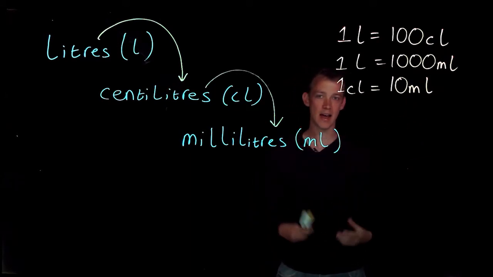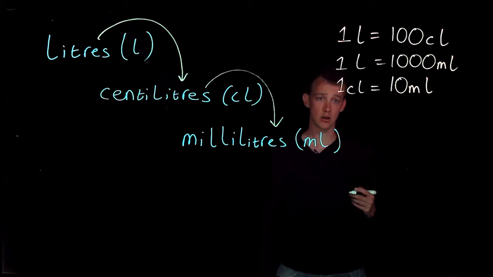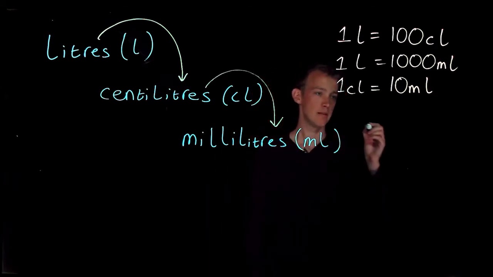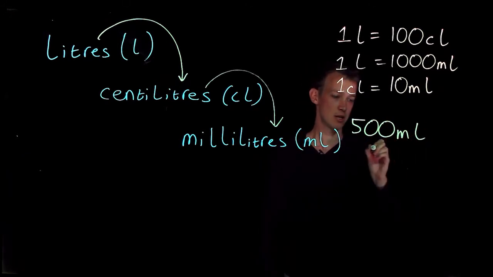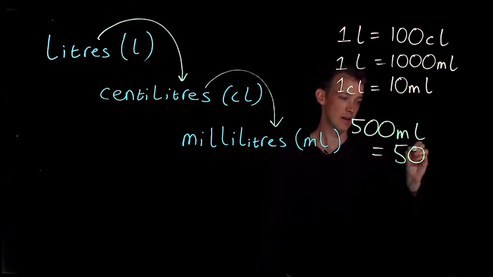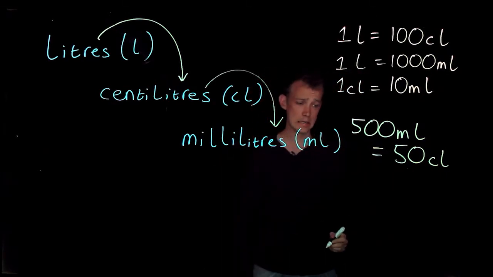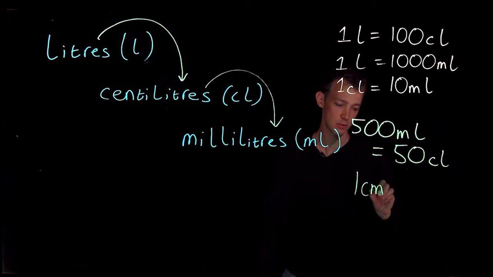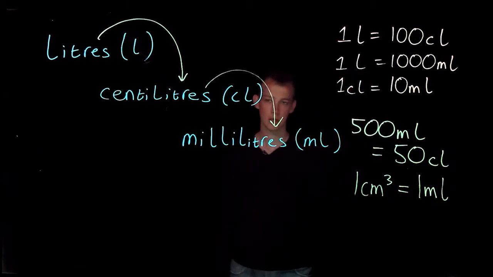Now, centilitres aren't that commonly used in the UK. Abroad, they're a bit more commonly used. For example, in the UK, you might have a 500 millilitre drink. Well, usually abroad, if you were to buy that drink, it would be a 50 centilitre drink. You also need to know that 1 centimetre cubed is equal to 1 millilitre.